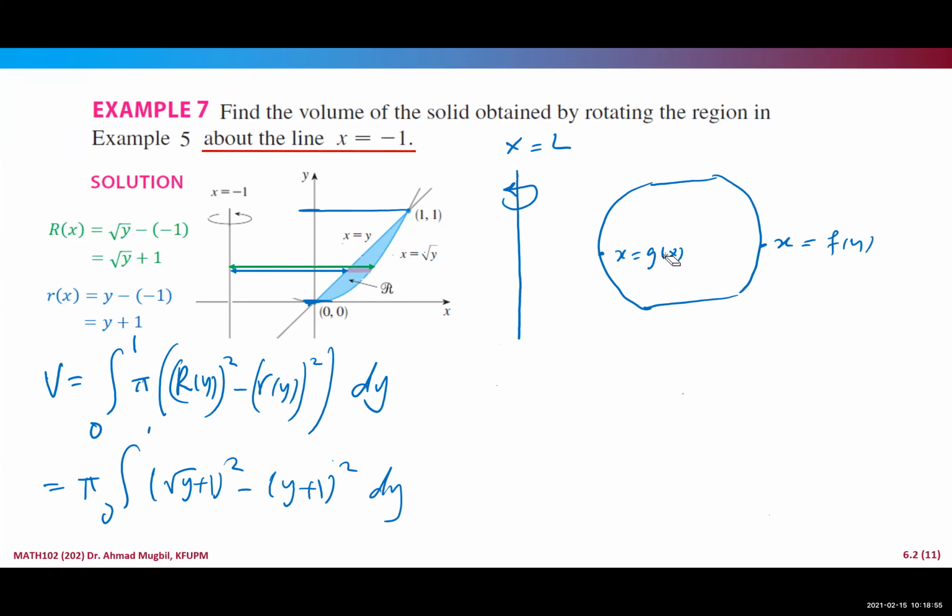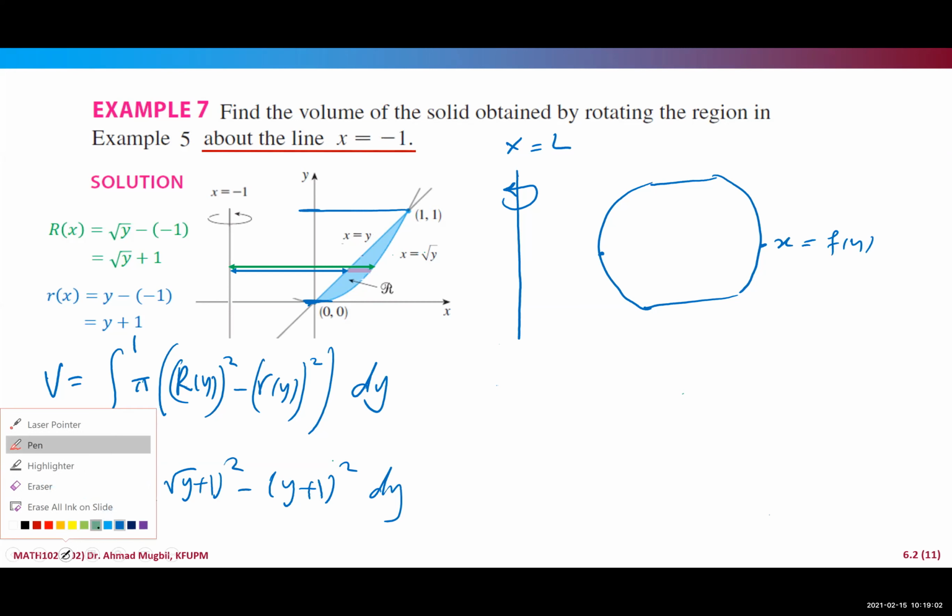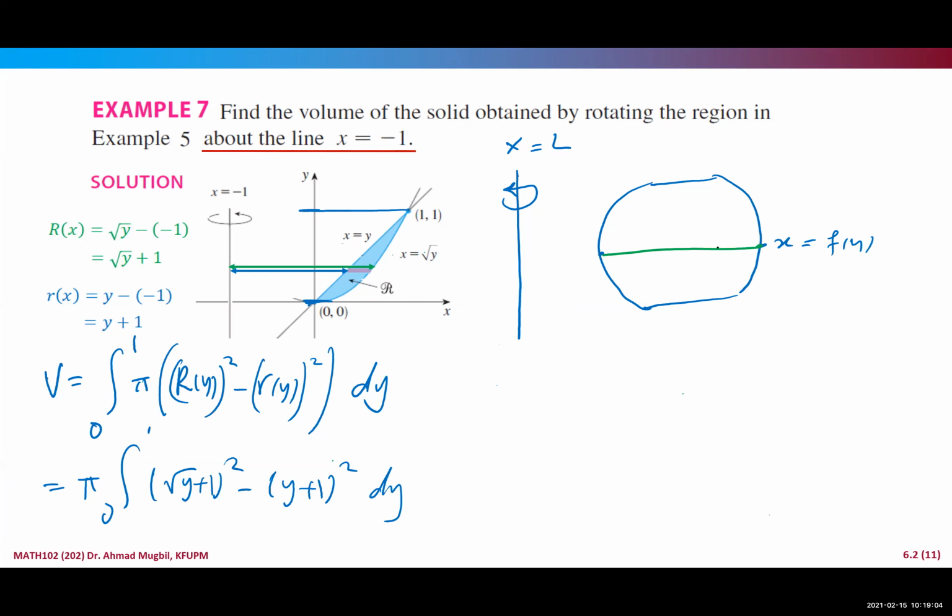So now what you will do, you will draw a line, let me draw it with another color, from here to here, which will be perpendicular to the axis of rotation. Then this is, as I said, x equals g of y. Now, what will be the inner and the outer in this case, ya Shabab? What will be the outer radius and the inner radius? Are they going to be functions of x or functions of y?